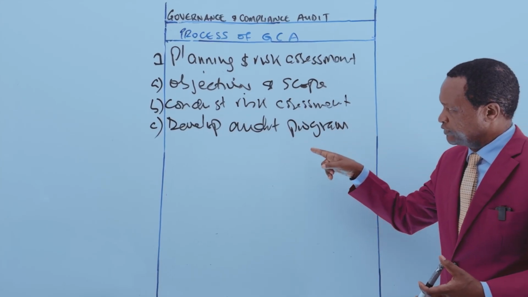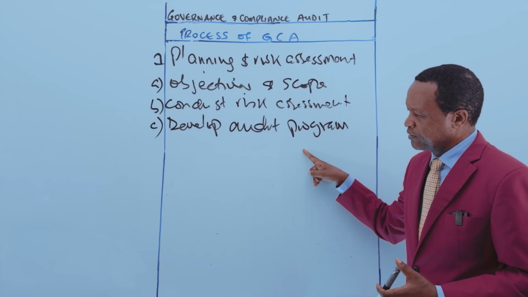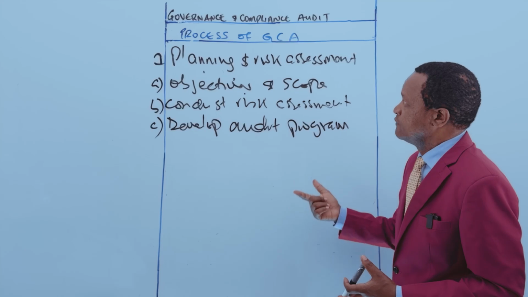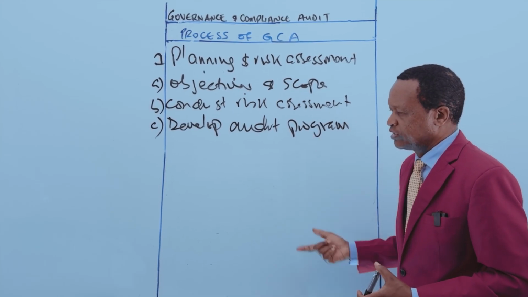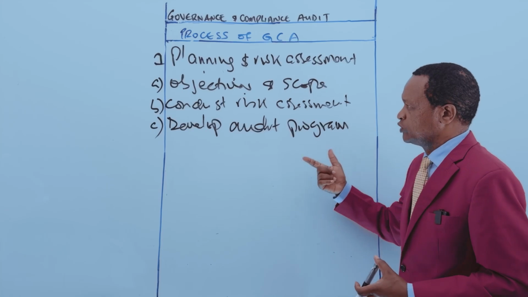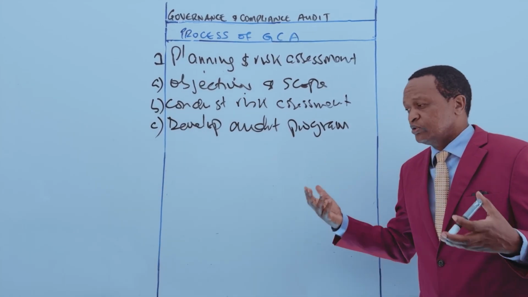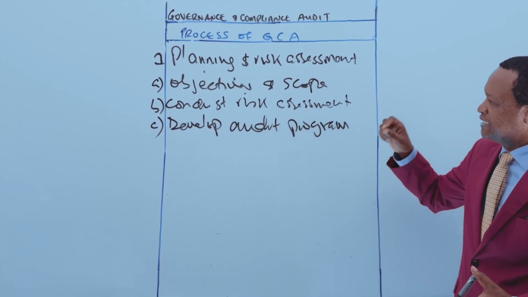When you're developing the audit program, part of it is determining the audit procedures. What procedures will you be using to carry out the audit? Is it sampling of documents? Are you going to interview the management? Is it observation? That has to be part of the plan, a detailed plan.